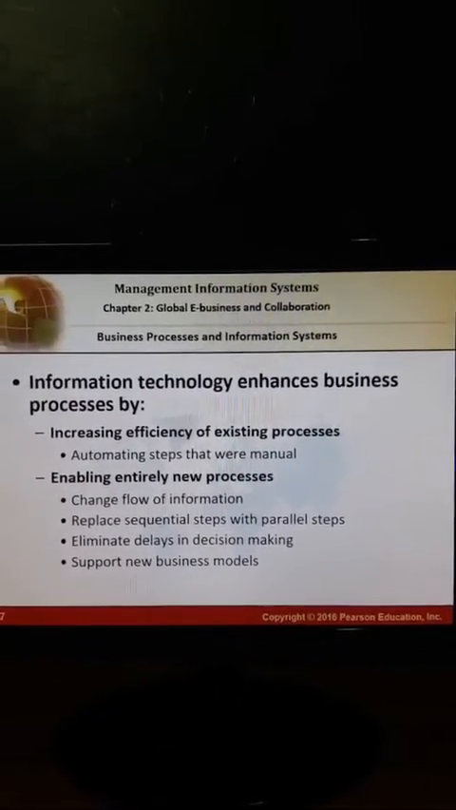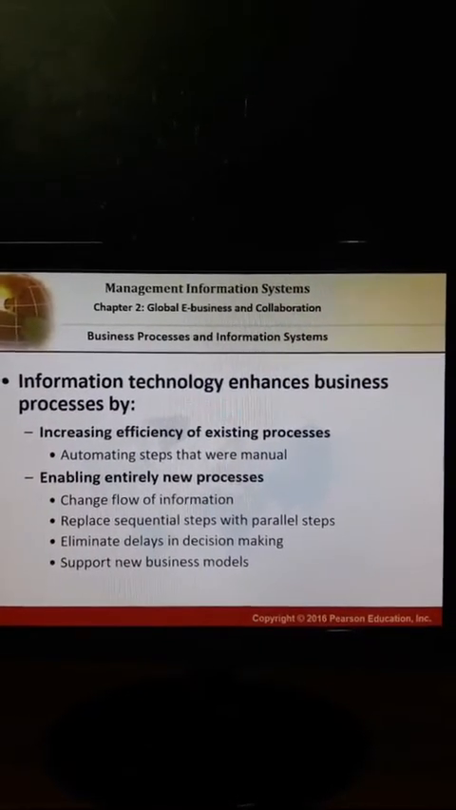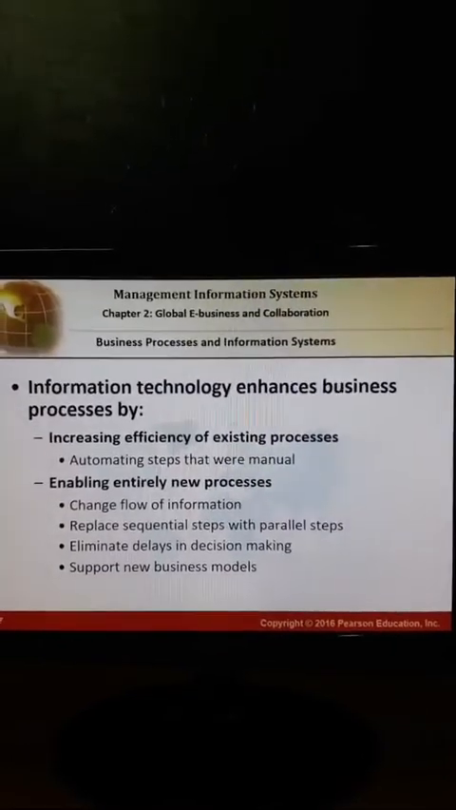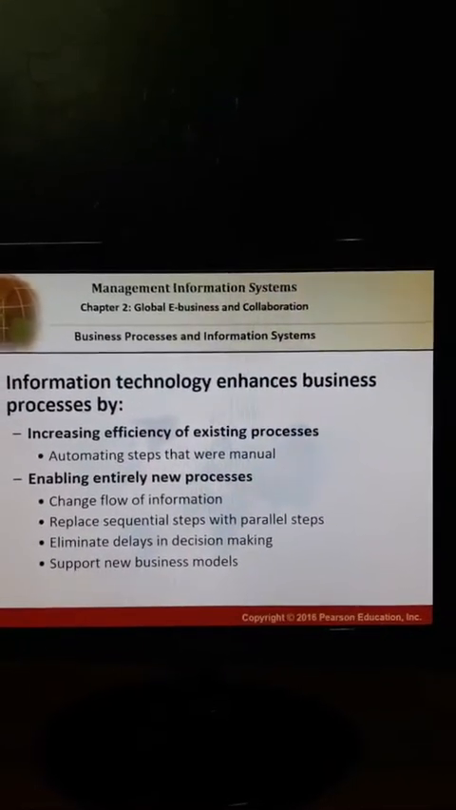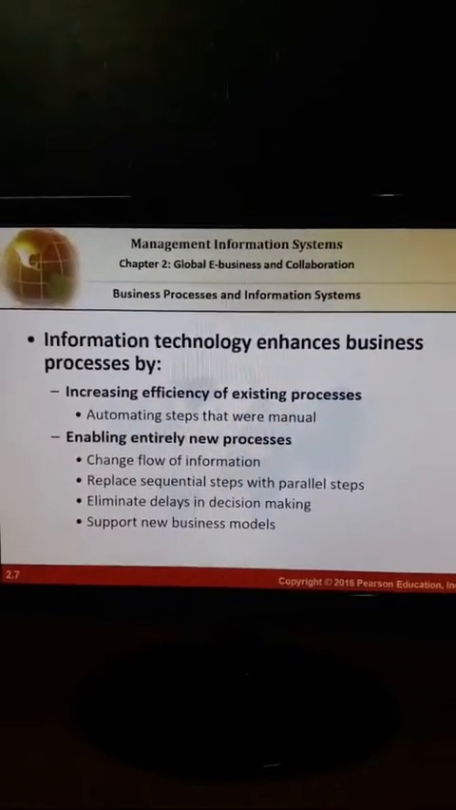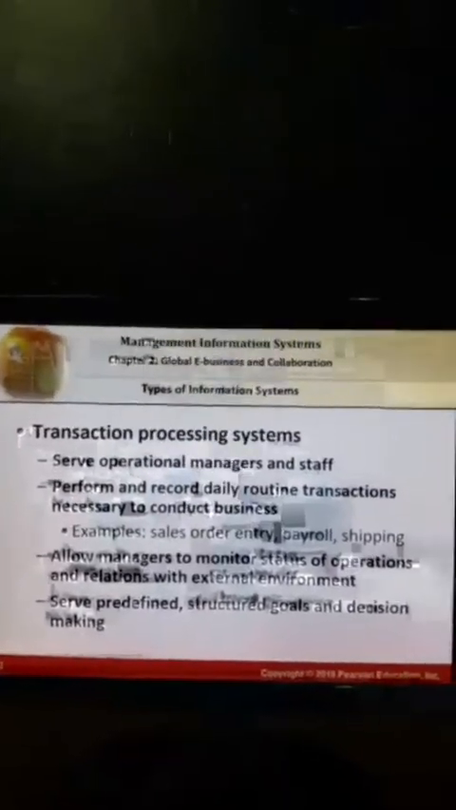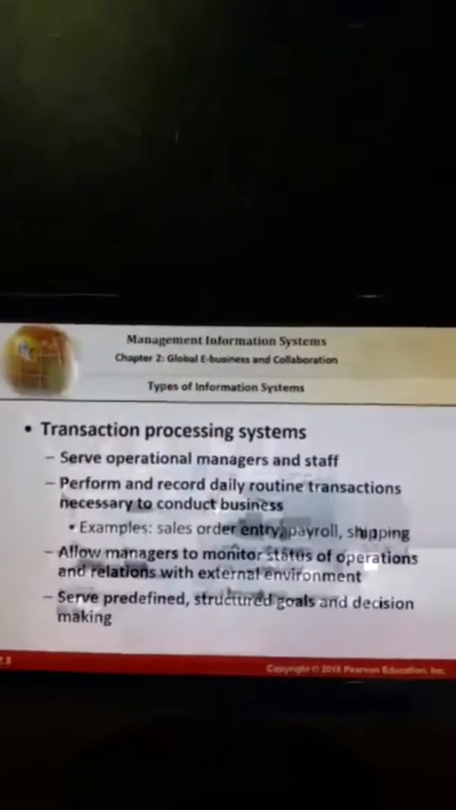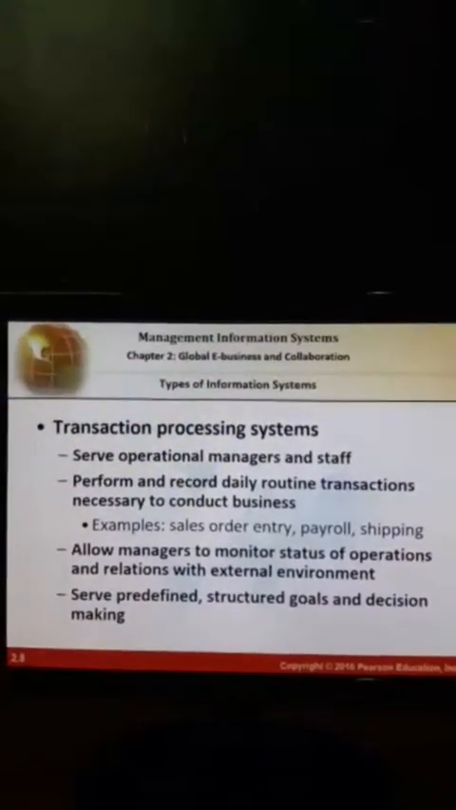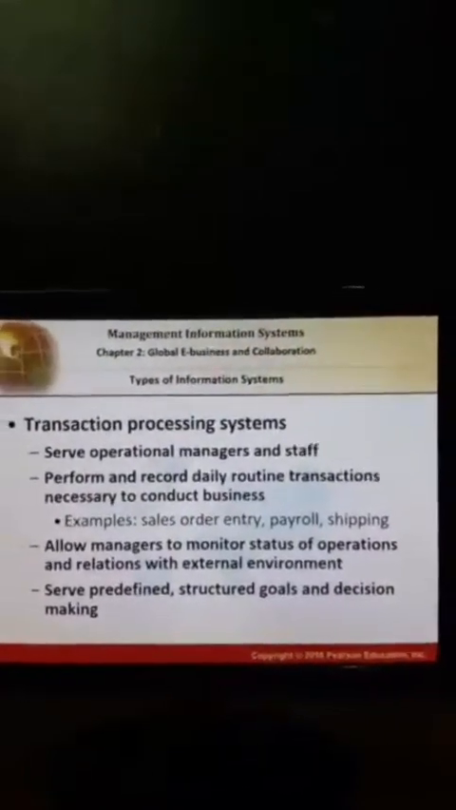So in this part, if I ask you how information technology enhances business processes, you may say that information technology enhances the business process by increasing efficiency of existing processes, or it enables entirely new processes. Next are the information systems. You can divide these into 4 types. The 4 types are: first, TPS, transaction processing systems; second, MIS, management information systems; third, DSS, decision support systems; and fourth, ESS, executive support systems.